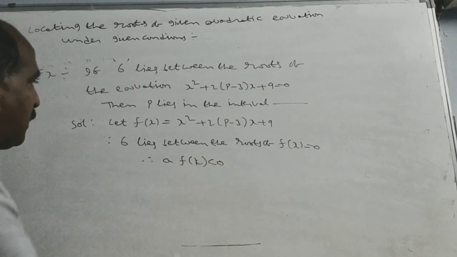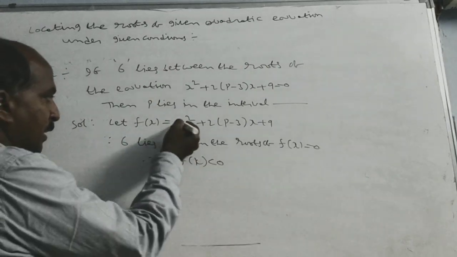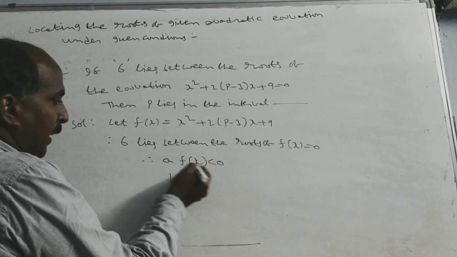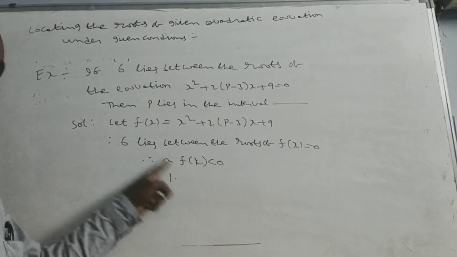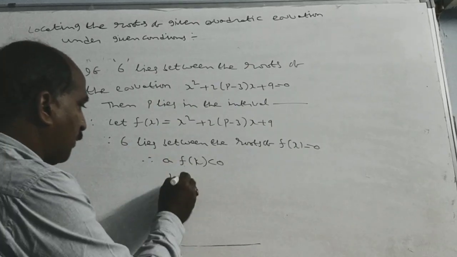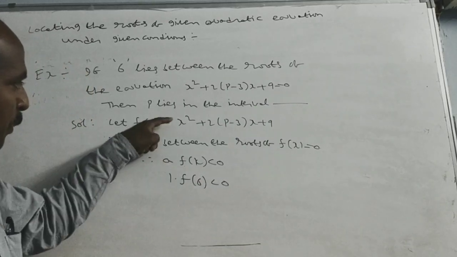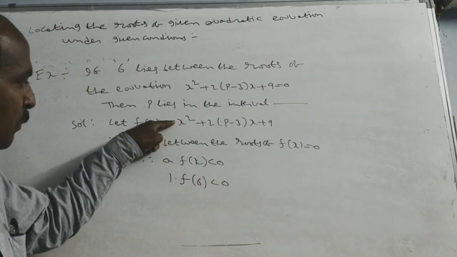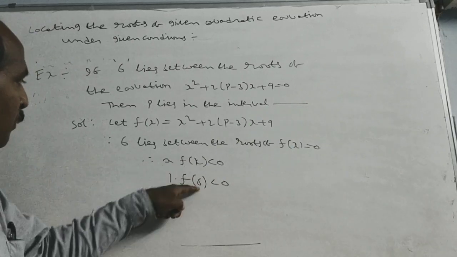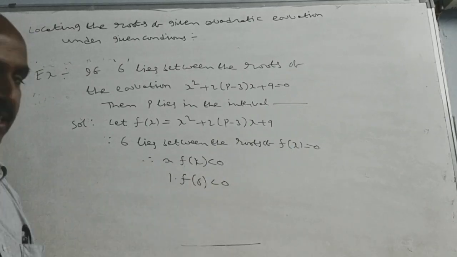Here a is coefficient of x square. Here a is 1 and k is 6, and f of 6 is negative. That is, a value is 1 and k value is 6. So 1 into f of 6 negative.